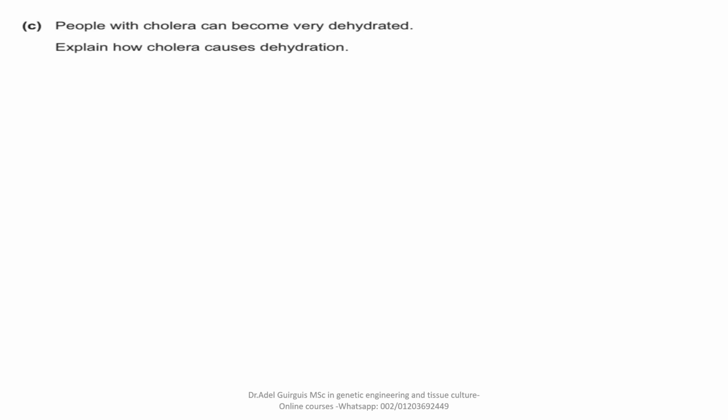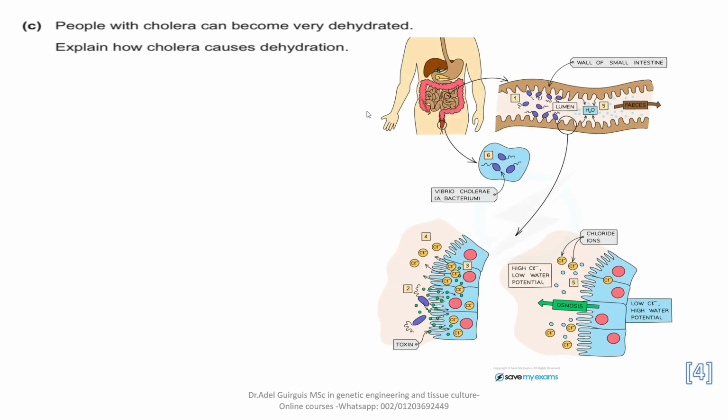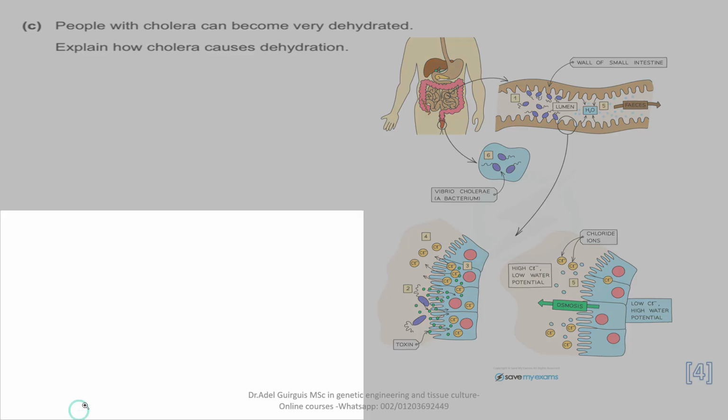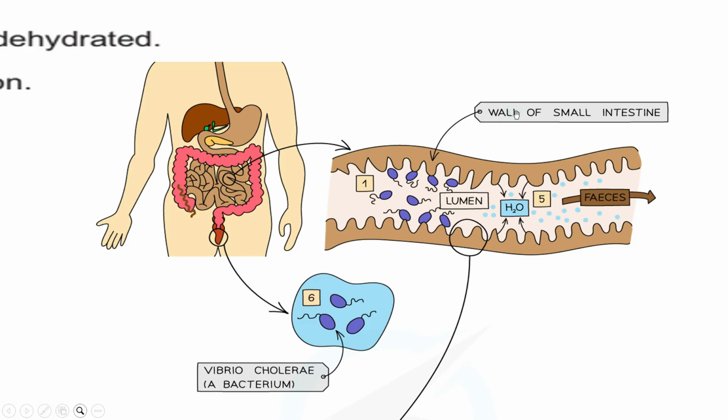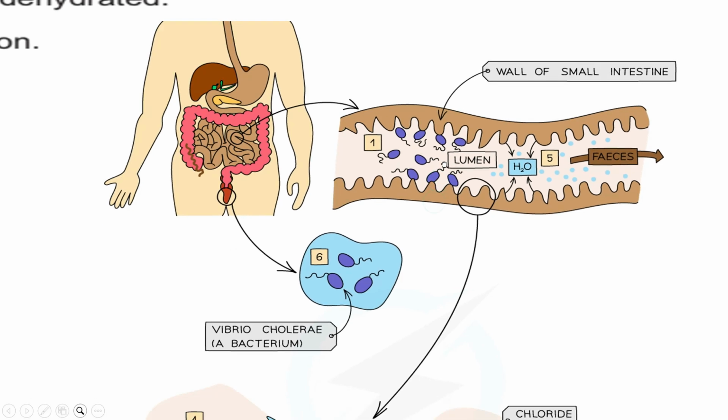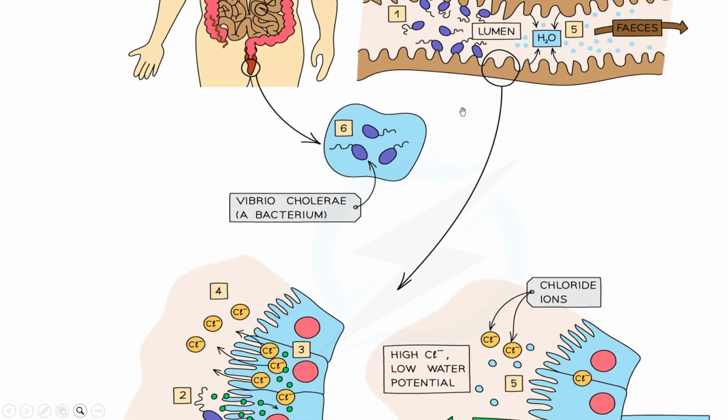Letter C, people with cholera can become very dehydrated. Explain how cholera causes dehydration. Look at this figure showing the infection with bacteria. The bacteria passes from stomach to small intestine. Here where bacteria are found, they multiply, increase in number inside the lumen and secrete toxins.